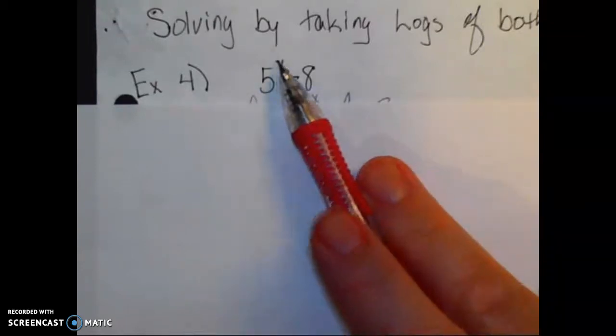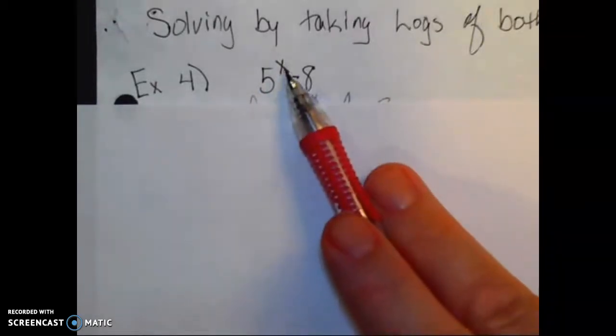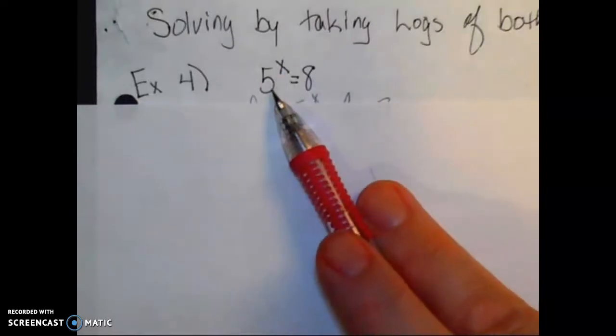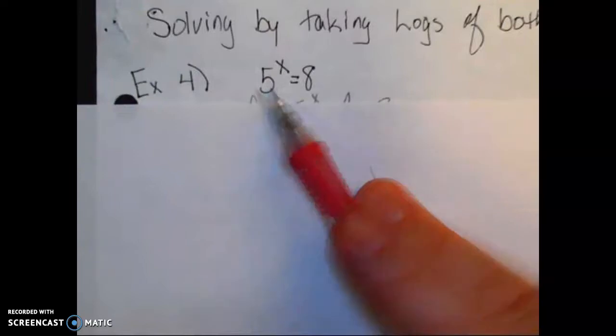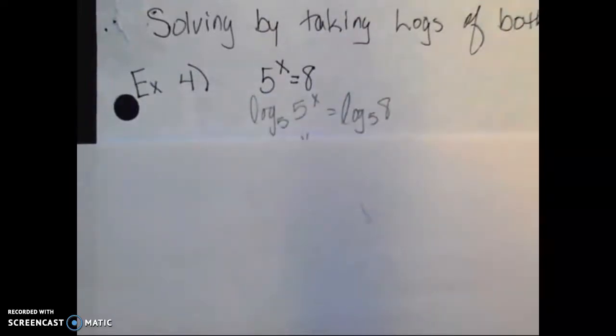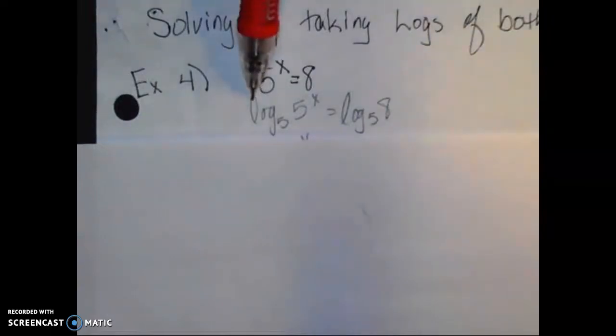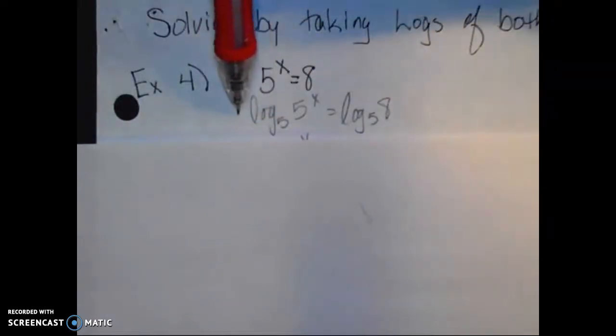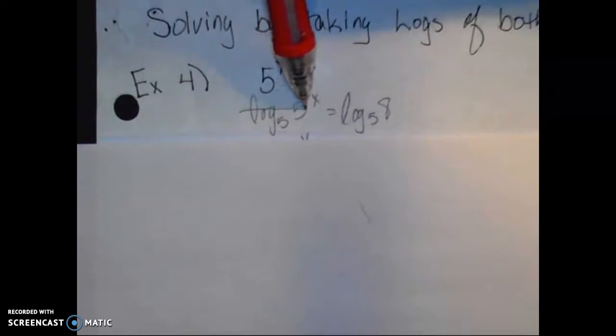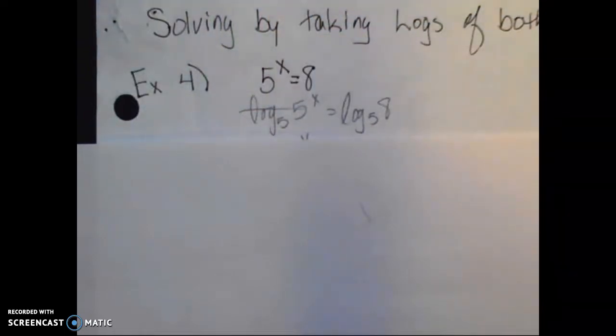So if I have 5 to the x and 8, we're trying to solve for this x right here. So I want to try to eliminate this 5. We're trying to eliminate the 5. So we're going to multiply both sides by log sub 5. Now there's a rule that says I can take the log sub 5 of 5 and cancel. And you just get x.